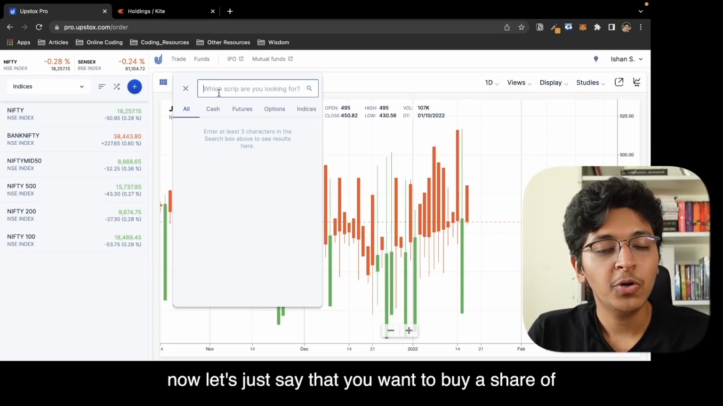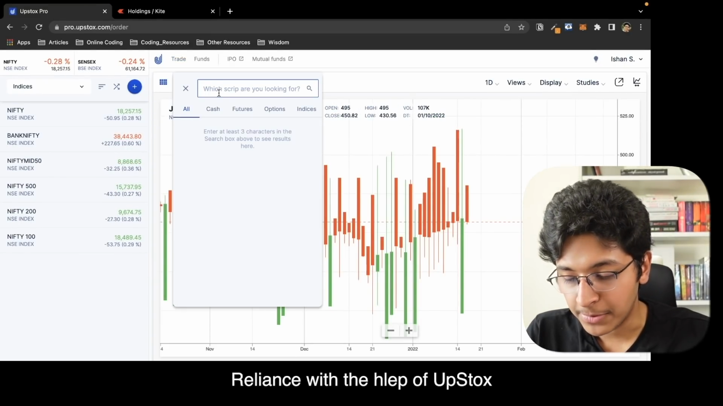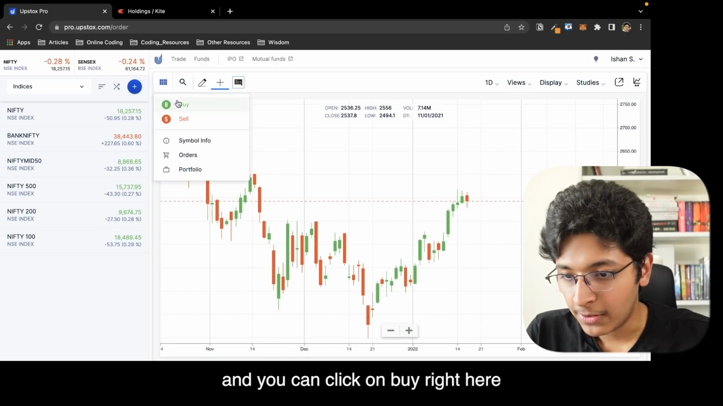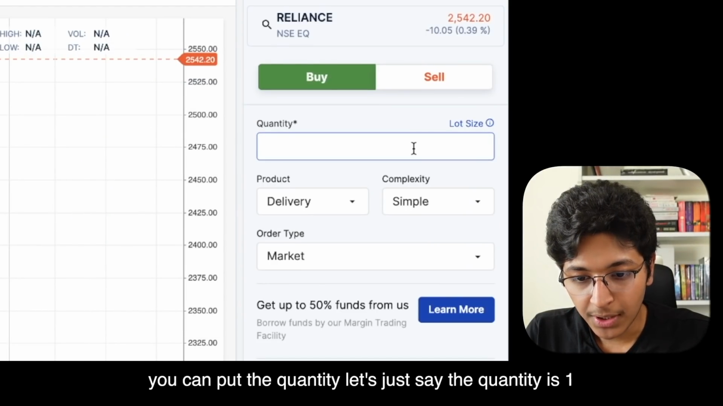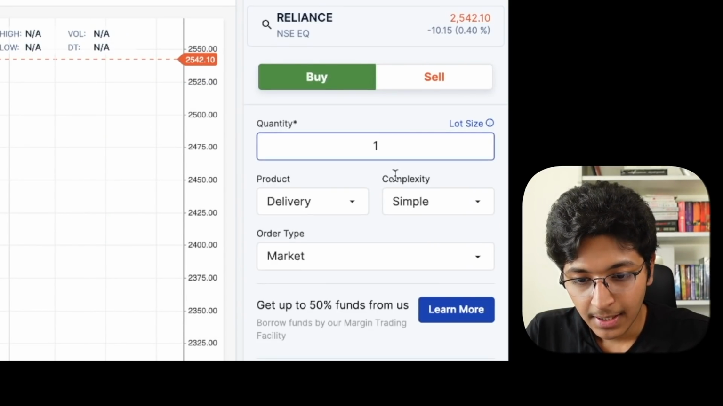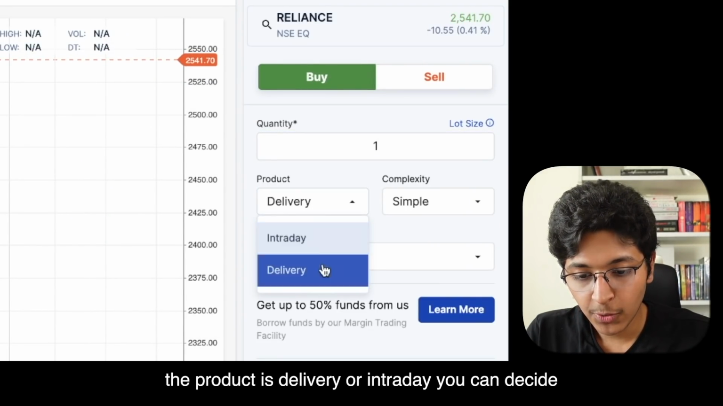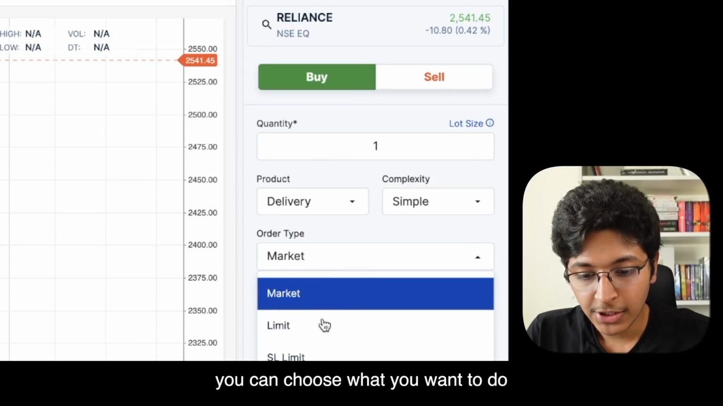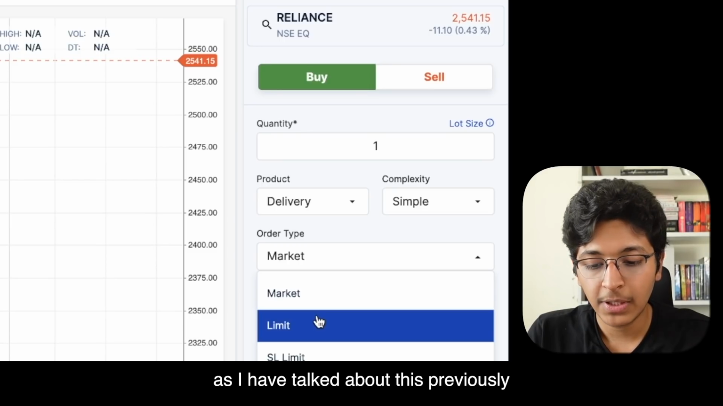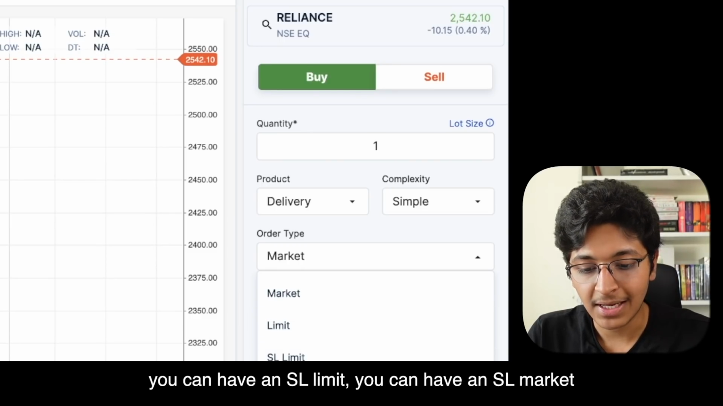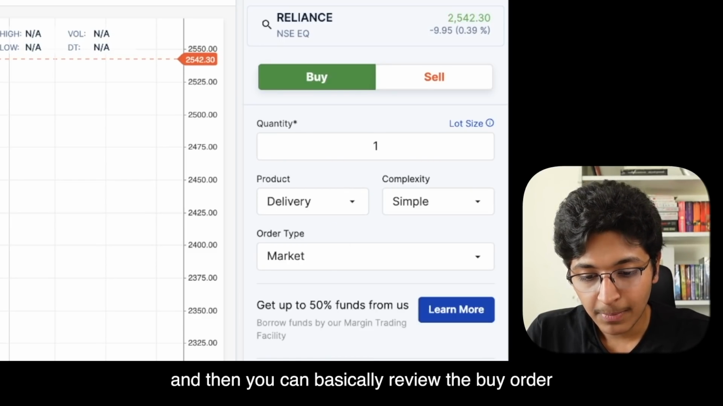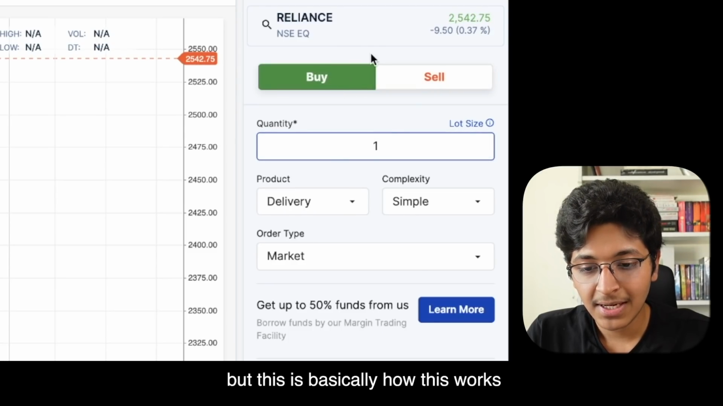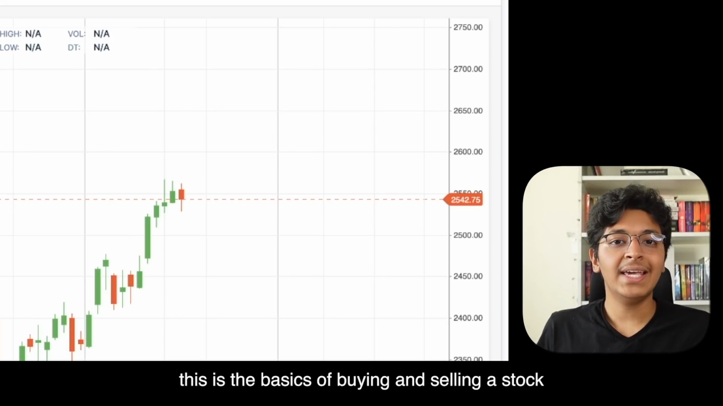Now let's just say that you want to buy a share of Reliance with the help of Upstocks. So you can basically just do this, go to Reliance and you can click on buy right here. You can put the quantity. Let's just say the quantity is 1. The product is delivery or intraday. You can decide which one do you want to go with. I'll just go with delivery. Order type is going to be market. You can choose what you want to do. As I've talked about this previously, you can have an SL limit, you can have an SL market, and then you can basically review the buy order and then you can purchase it. Okay, you can also sell it, but this is basically how this works. This is the basics of buying and selling a stock.